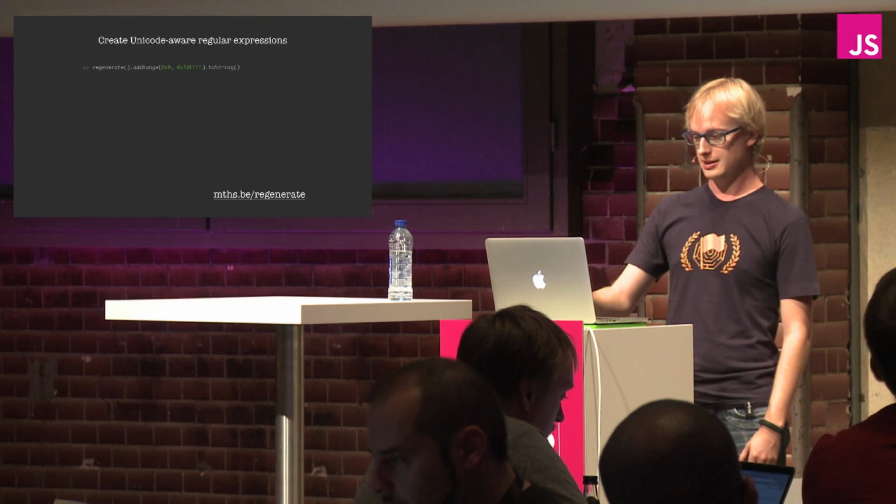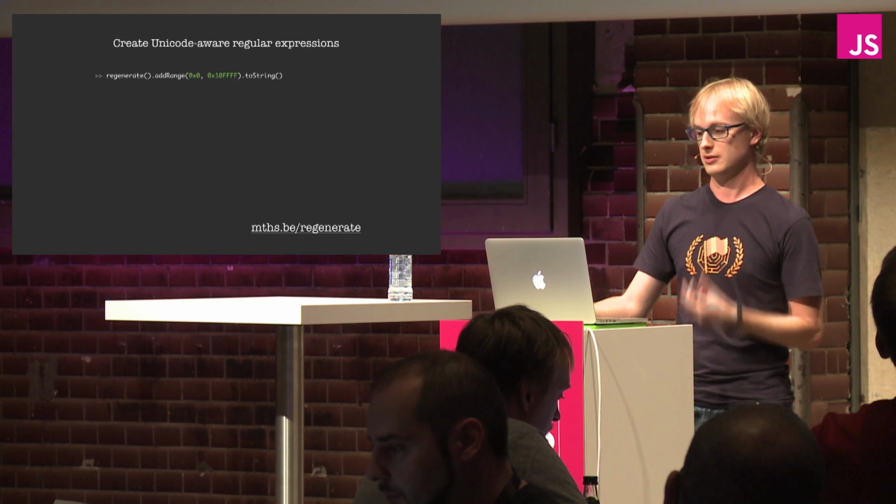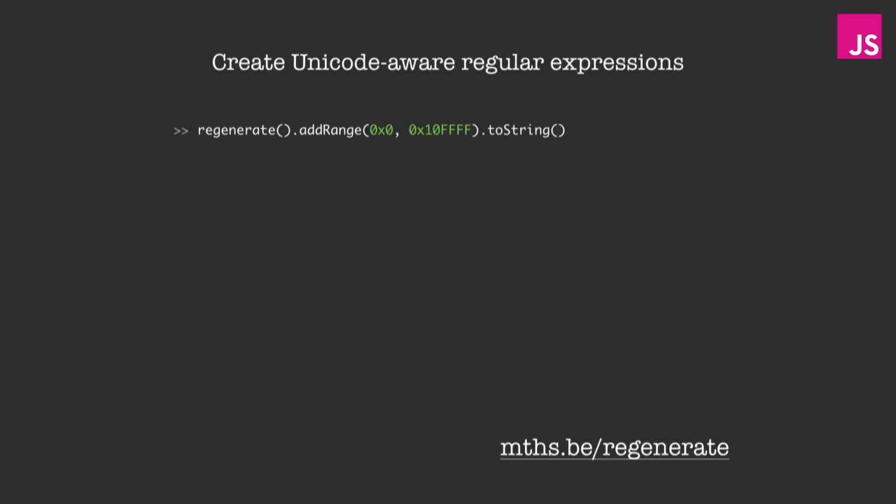It's called Regenerate, and it works kind of like this. So here I create a new instance, I add the range of all Unicode code points to it, and then I call toString, which returns a string that can be used as part of a regular expression literal. It returns a string because it's supposed to be used as part of a build script.